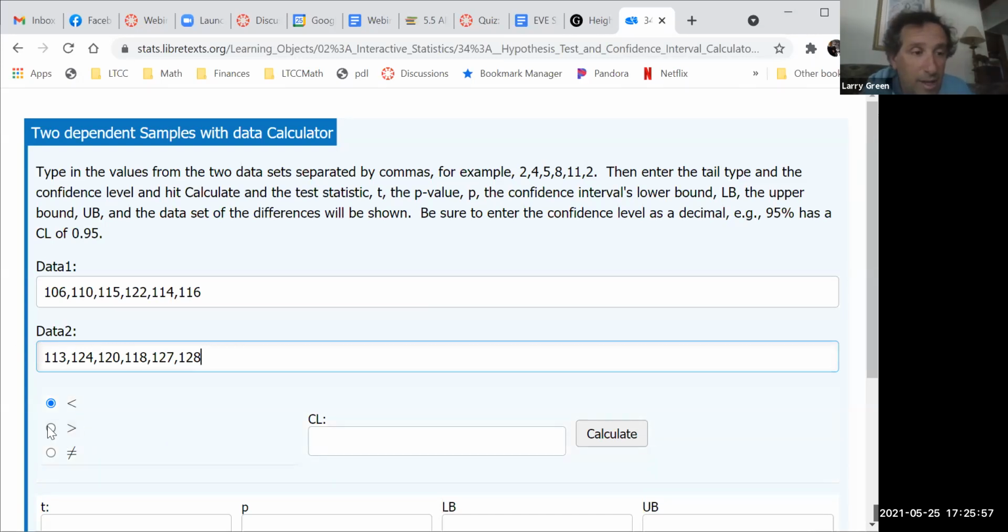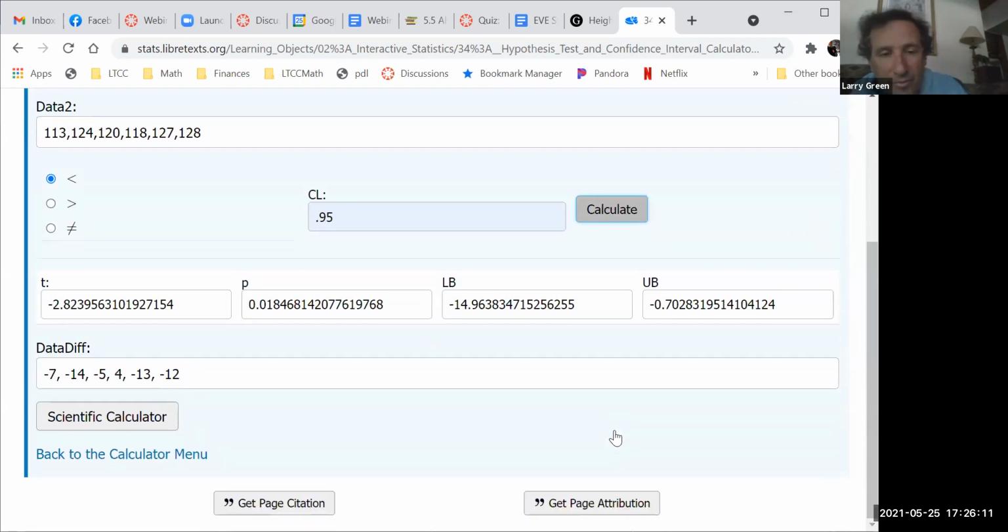Okay, I want it to be greater. Sorry, I want it to be less than. First less than the second. And I'm going to go for a 95% confidence level, or 0.95. And I hit calculate. There's our test statistic, negative 2.8. Our p-value is about 0.02. Then we have our lower and upper bound for the confidence interval.